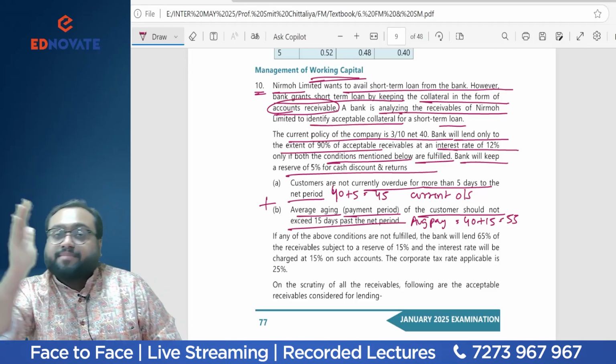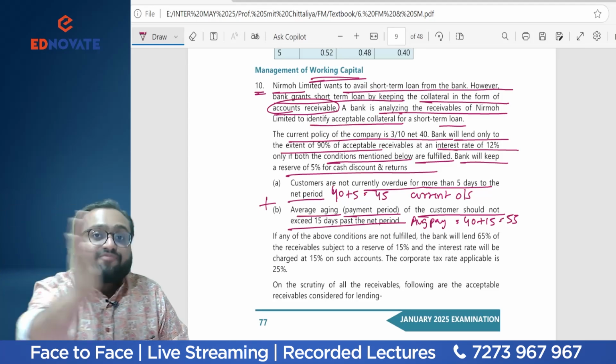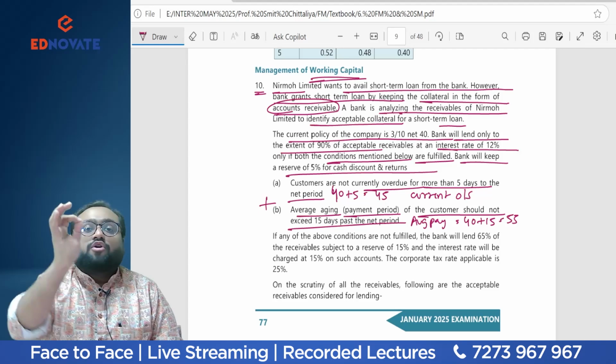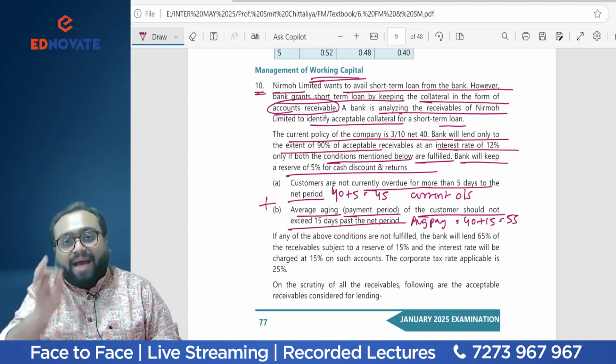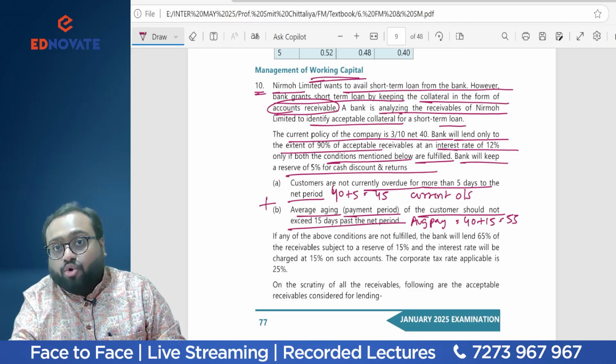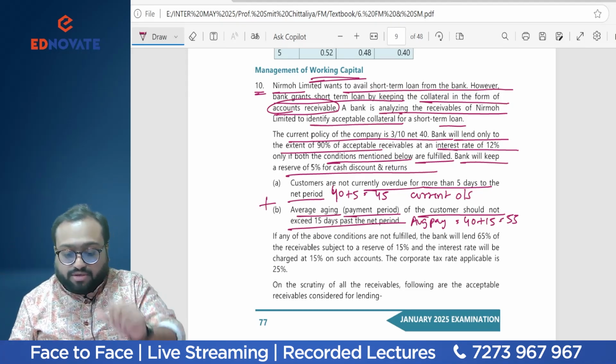So current outstanding less than 45 days and average payment should be 55 or less than 55, then both the conditions will be fulfilled, and that will be applicable for receiving the bank loan, and the company will get 90% loan minus 5% for the returns and reserve. Okay, but one more thing is there.